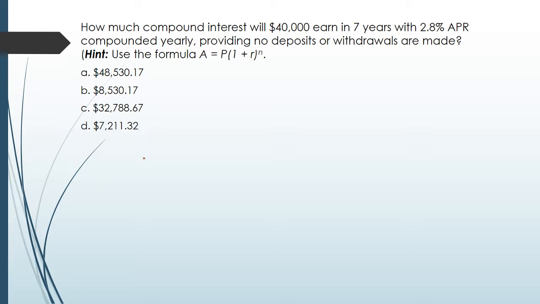So first, let's find out the amount, right? We want to find out after 7 years how much do we have. So we're going to write down the formula A equals P times 1 plus R to the N power. Now we are going to plug in everything we know. We don't know A, so we put A equals P is the principal. We're starting off with $40,000 times 1 plus R is the rate. And since it is compounded yearly, which means compounded once per year, you don't have to divide by anything.